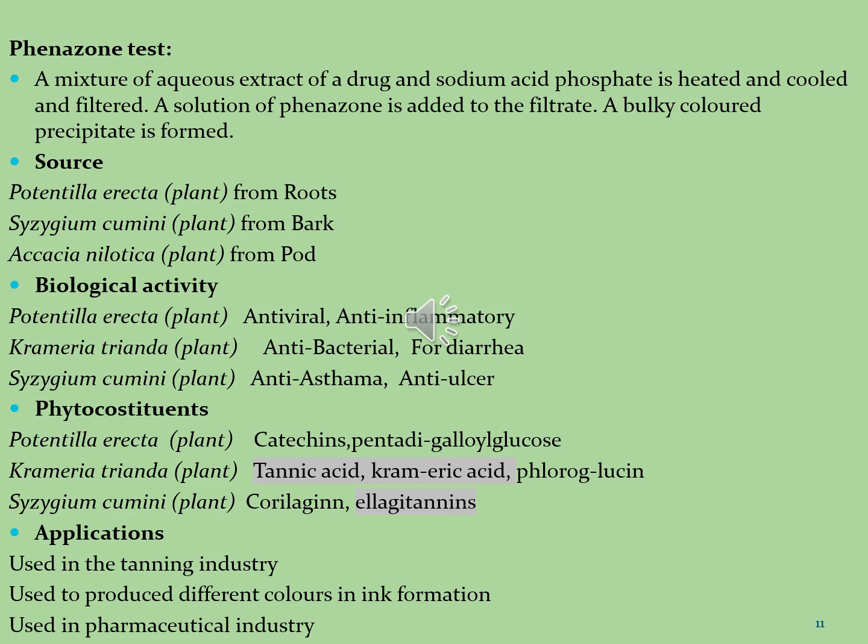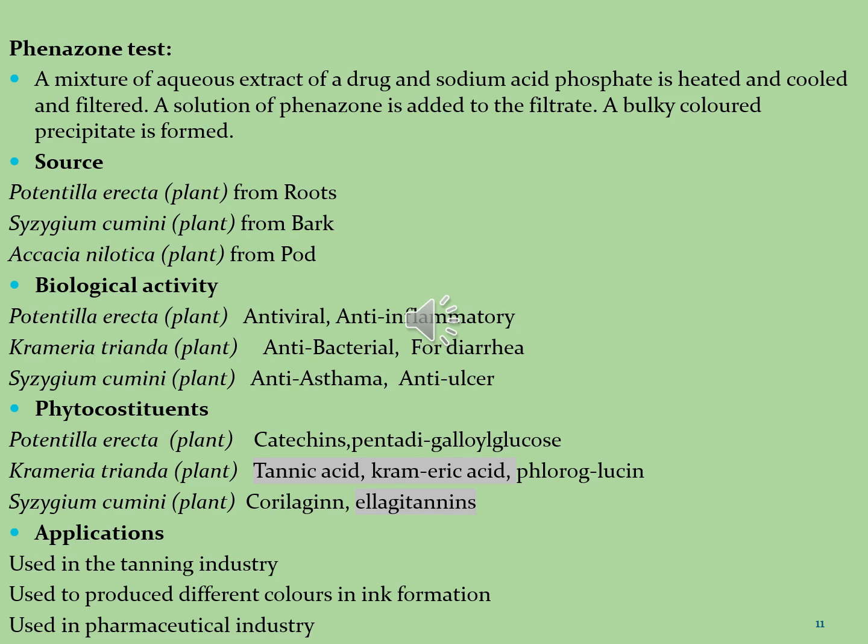Tannins are found in most parts of plants, and these plants are Potentilla erecta, in which tannins are found in the roots. Second plant is Syzygium cumini. In this plant, the tannins are found in the bark. The next plant is Acacia nilotica. In this plant, the tannins are found in the pod.